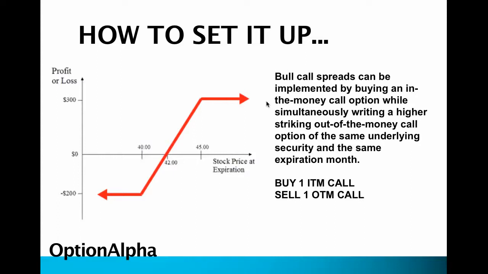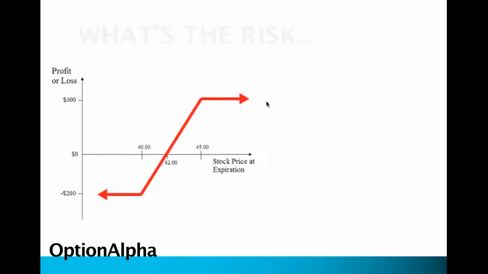Just two simple options. You're going to buy an in the money call and then sell an out of the money call right around the market underlying price.